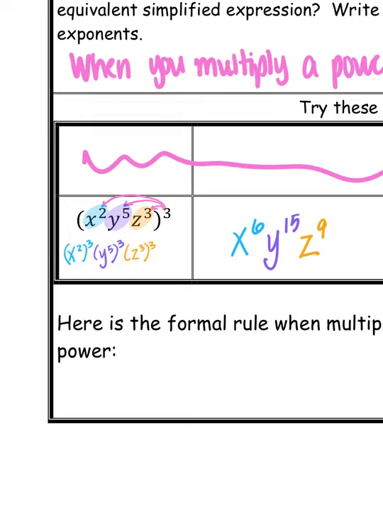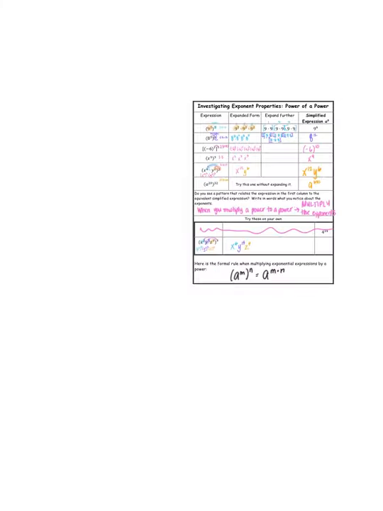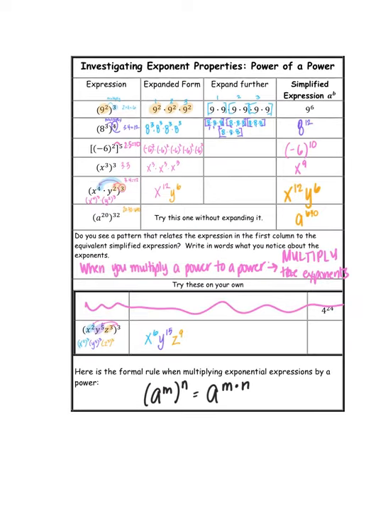Okay, so then the last thing here is just the rule, or the formula, the formal rule when multiplying. We have a to the m to the n, and that just means we're going to multiply, a to the m times n. So that just tells us we're multiplying.